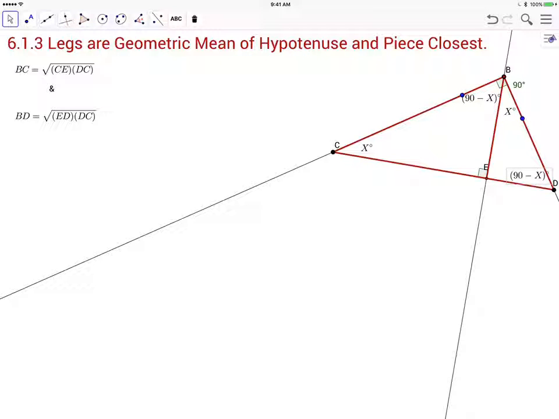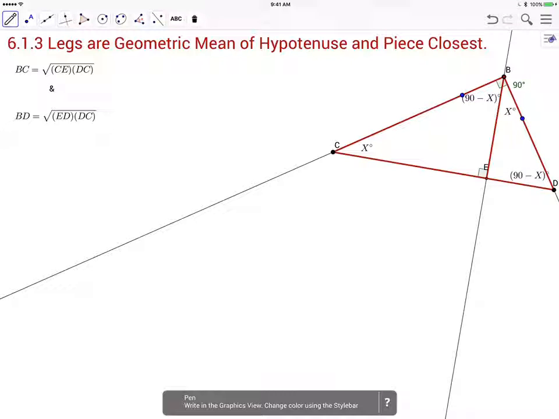Okay, 6.1.3: legs of a right triangle are the geometric mean of the hypotenuse and the piece closest to that leg. So this is where we're going to talk about the medium triangle being similar to the very large triangle and the small triangle being similar to the very large. Different than the previous screencast, in this case let's try to do one and then the other.